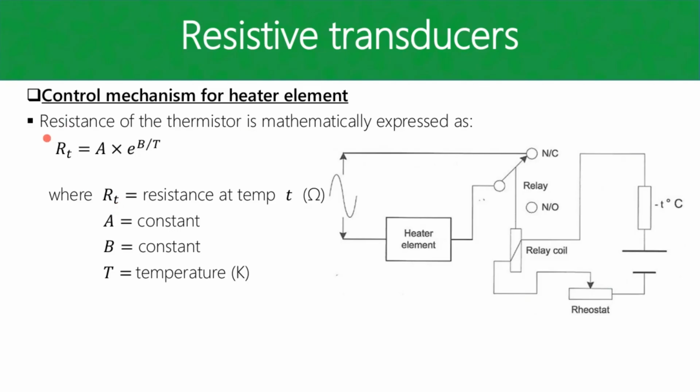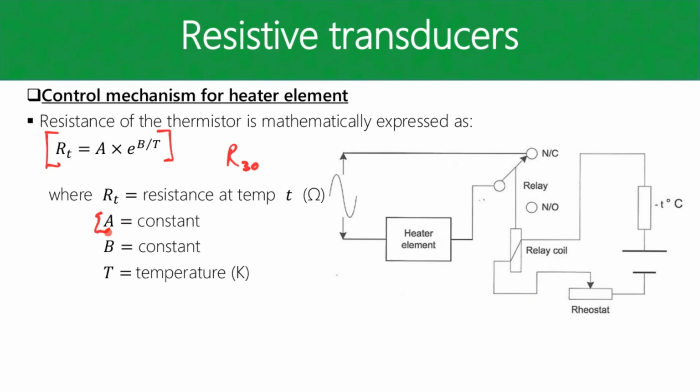Right, so we can calculate the resistance of our thermistor with this nifty little formula here. And this is for the resistance at different temperatures. RT there is the resistance at temperature T. So if it's at 30 degrees C, you can write it as R30, or however you want to do it. A is a constant.